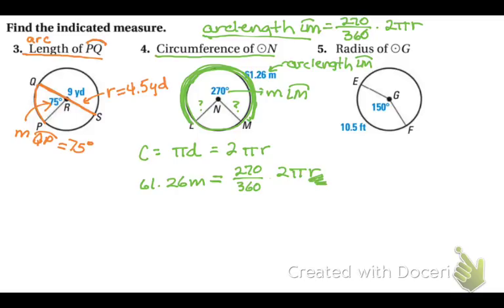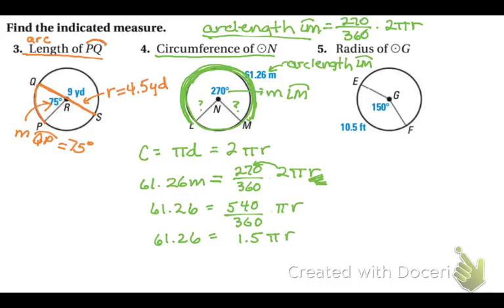So I have 61.26. What I did is I multiplied the 2 times 270. So I get 540 divided by 360 times pi r. Remember, I combined the 2 and the 270. So 540 divided by 360 is 1.5. So 61.26 equals 1.5 times pi times r.